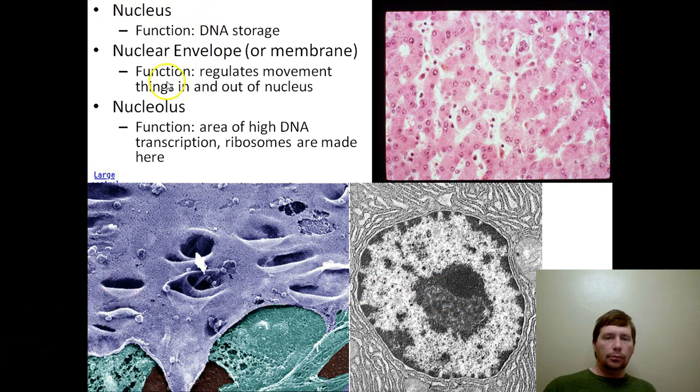So the nucleus stores the DNA, and the nuclear envelope right here controls what goes in and out of the nucleus. And then the nucleolus is the place where lots of DNA is being used and ribosomes are being made.